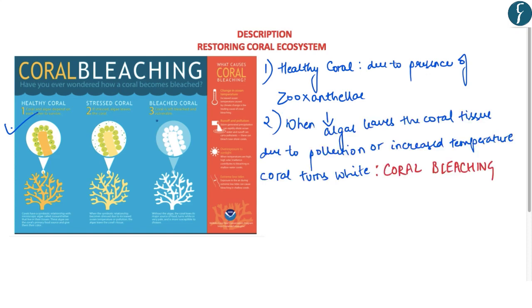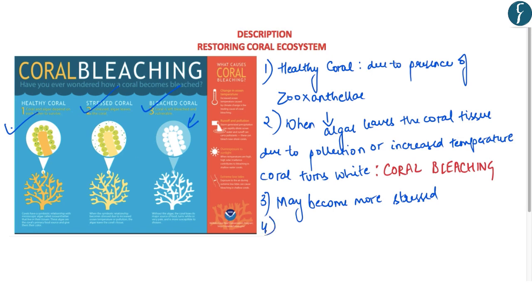An example of the same is shown in the third picture, that is a bleached coral which has turned completely white. Now, it is not necessary that if a coral bleaches, it turns dead. It can survive a bleaching event, but it becomes more stressed and is subject to mortality. And an example of the same is the second picture.